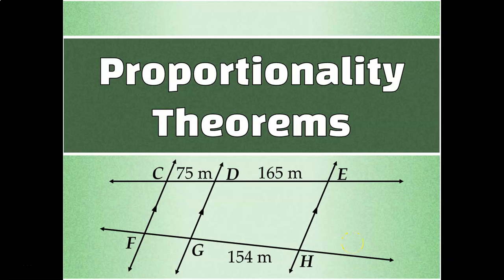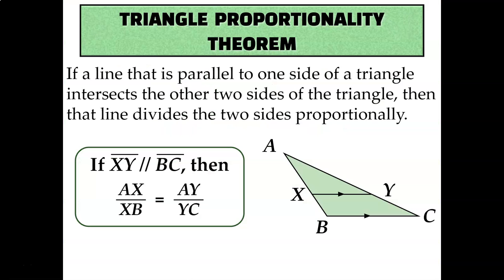Let's talk about how proportionality can be applied to other aspects of triangles, and even to diagrams outside of triangles, like the one you see on your screen now. First, let's learn the Triangle Proportionality Theorem, which states that if there is a line that is parallel to one of the sides of a triangle, like how XY is parallel to BC, and that line intersects the other two sides of the triangle, like how XY intersects side AB and side AC, then this line, XY, divided those two sides of the triangle proportionally.